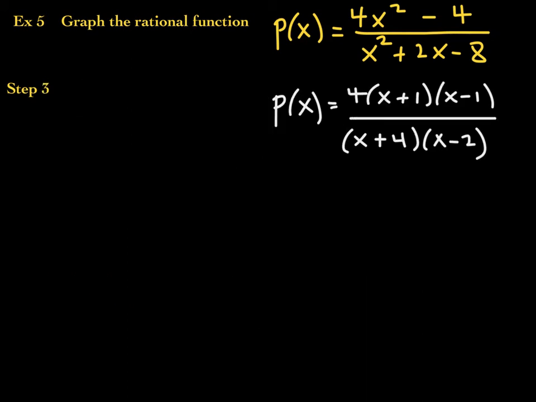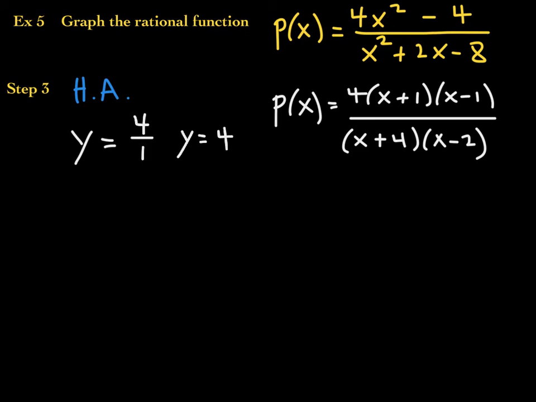We must compare the degree of the numerator to the degree of the denominator. Notice that the degrees are the same. Whenever the degrees are the same, you have a horizontal asymptote. Now, the equation that defines this horizontal asymptote is y is equal to the leading coefficient of the numerator, which is 4, over the leading coefficient of the denominator, which is 1. So it's 4 over 1. That's the same thing as saying the horizontal asymptote is simply y is 4.